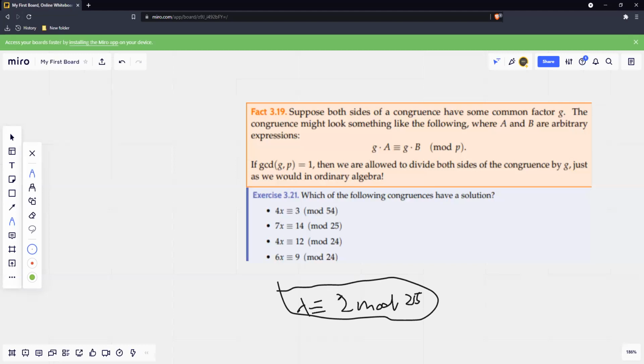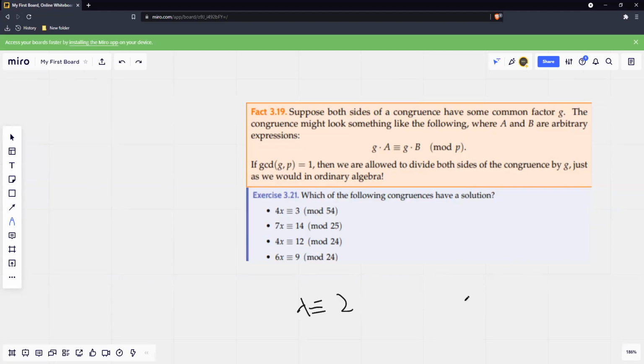And just in case you want to check, you just have to try every other residue modulo 25, which will take a while. So this is an example of where we can't divide without changing the modulus. But for now, let's act like we don't know that we can change the modulus. For now, let's just do what we did.